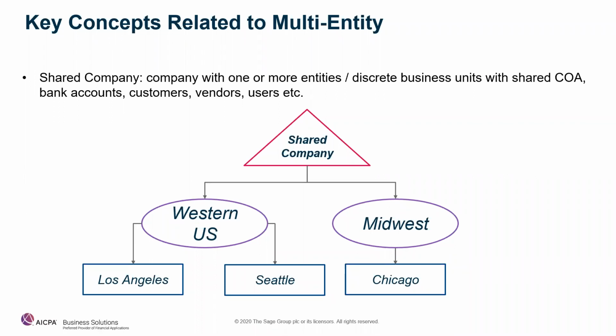At any level in this diagram, you have the ability to see data. You can see Los Angeles independently. You can see Los Angeles and Seattle as part of the Western U.S. And then you can see the Western U.S. versus the Midwest, and you can see that in a consolidated view. So any step along this hierarchy, you have access to that data.